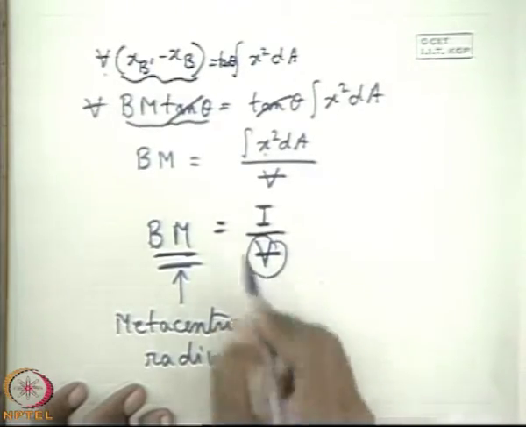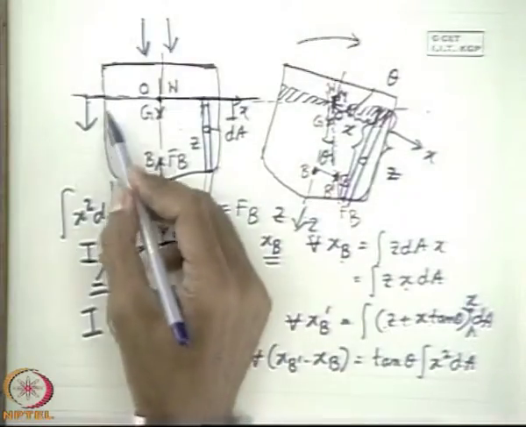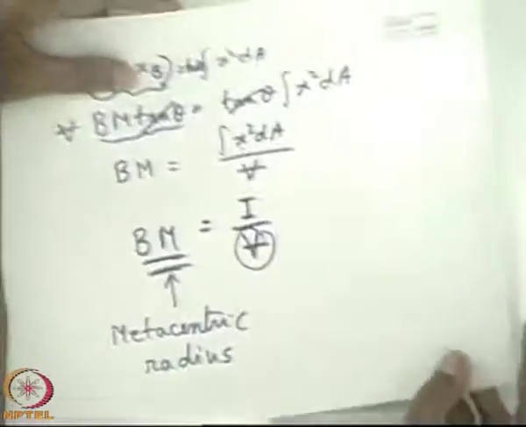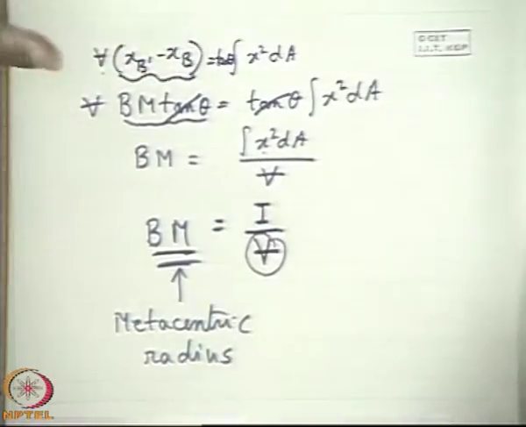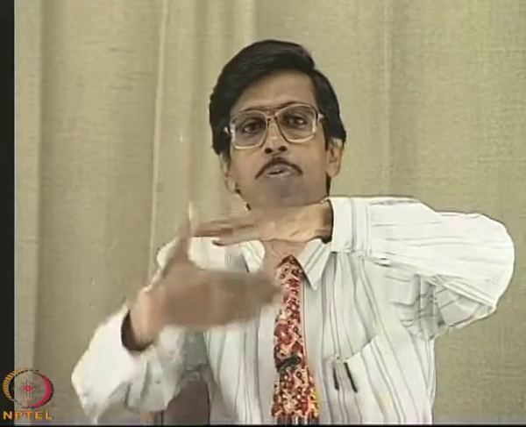V is the immersed volume, that is the volume of the solid which is immersed in the fluid, the displaced volume, and I is the moment of inertia of the plane of flotation about the centroidal axis which is perpendicular to the plane of rotation, or the axis of the rotation. That means if you take a simple parallelepiped, the plane of flotation is the horizontal projection of the area, this plane, and this perpendicular axis is the centroidal axis perpendicular to the plane of rotation. So the nomenclature of I should be very important.